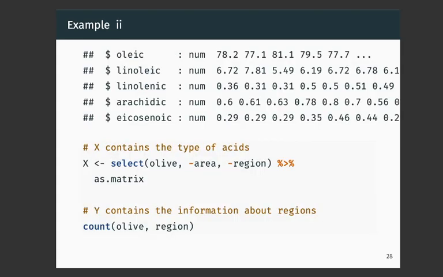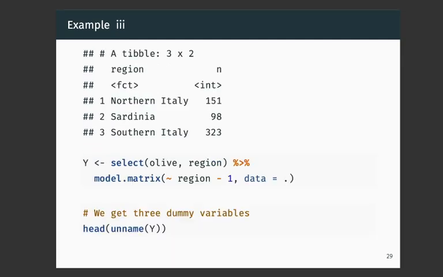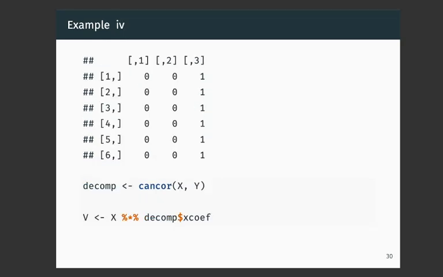And what we're going to do is see if we can find or summarize the association between the composition, so the type of acids, which we're going to store in the matrix X, and then information about the regions, which we're going to store in the matrix Y. And so the way we define Y, we only keep the column region, which is a factor variable, and then we use the function model.matrix, which allows us to get 3 dummy variables. And so what we get, if I go to the next slide, is that each row indicates from which region this olive oil comes from. For example, we can see the first 6 observations all come from the 3rd region. And so we can do canonical correlation analysis on these 2 matrices, X and Y.